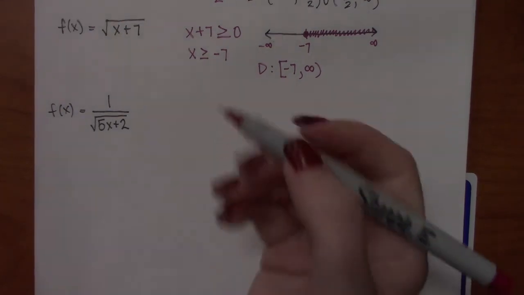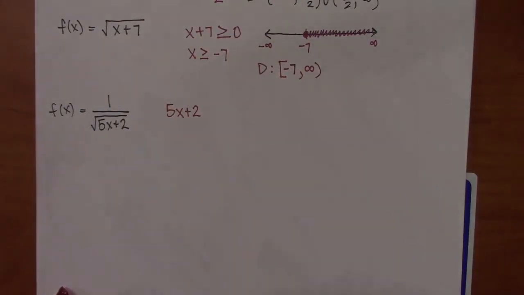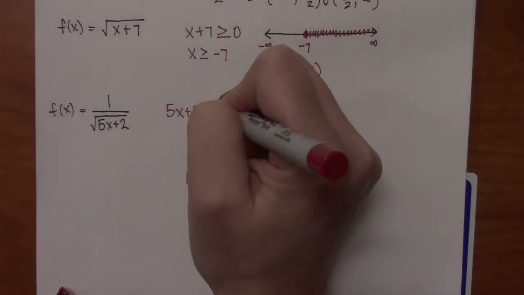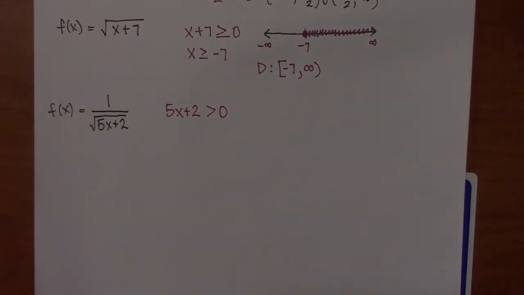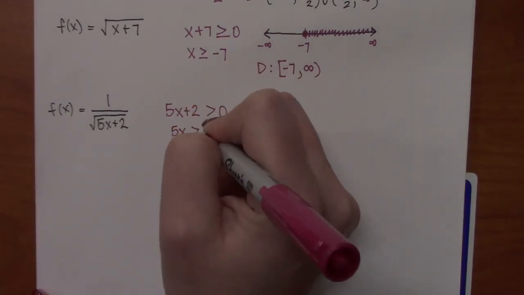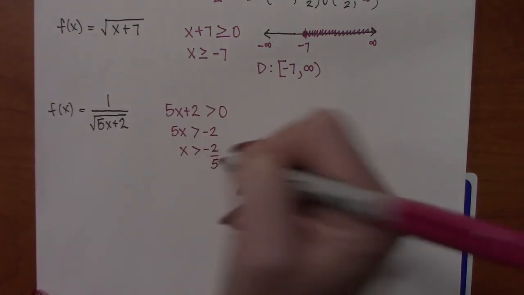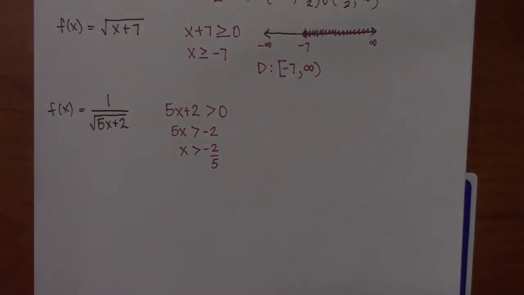So just like I did in the previous problem, I'm going to take the entire expression under the radical, and rather than saying it's greater than or equal to 0, now I have to say, well, it's only allowed to be greater than 0. It's not allowed to equal 0 anymore, because that then violates rule number 1, right? So now we solve for x. So 5x is greater than negative 2, and x is greater than negative 2/5.